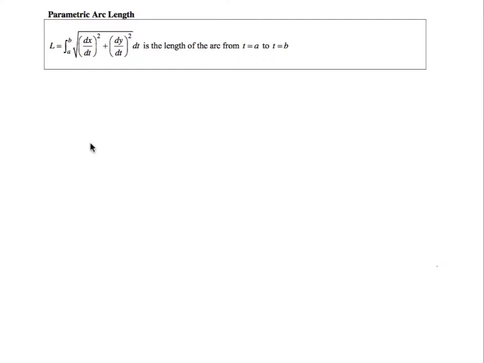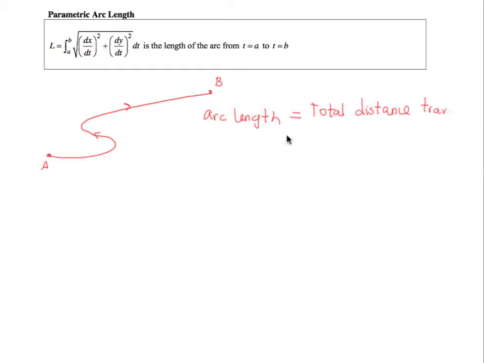Next, we're going to look at how to find the parametric arc length. So let's say we have a parametric curve in the following shape. And let's say I wanted to find the distance from A to B of this parametric curve. And I'd say the arc length is equal to, in terms of position motion problems, the total distance traveled. So the total distance I travel along that curve, starting at A to B, is equal to our arc length.